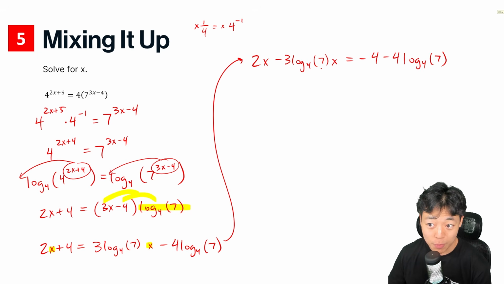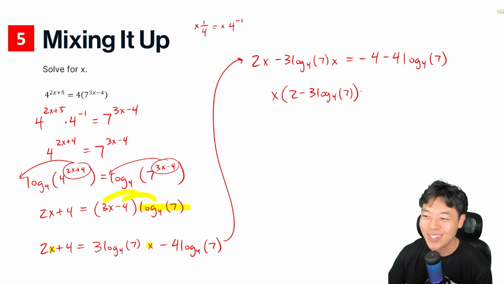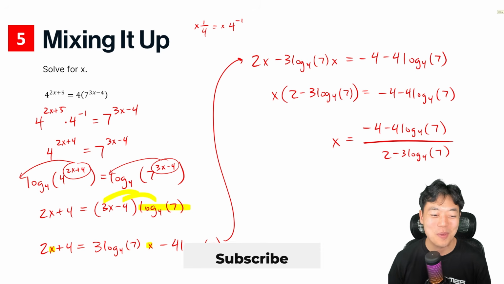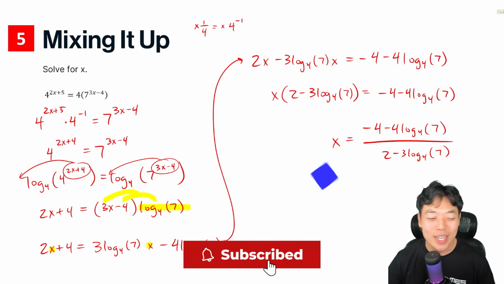Now I have two terms with an x on the left. I can factor out that x. And guess what we can do now? It makes me so happy once we get to the end of these types of problems because I get x by itself now. x equals negative 4 minus 4 log base 4 of 7 all over 2 minus 3 log base 4 of 7. How beautiful.